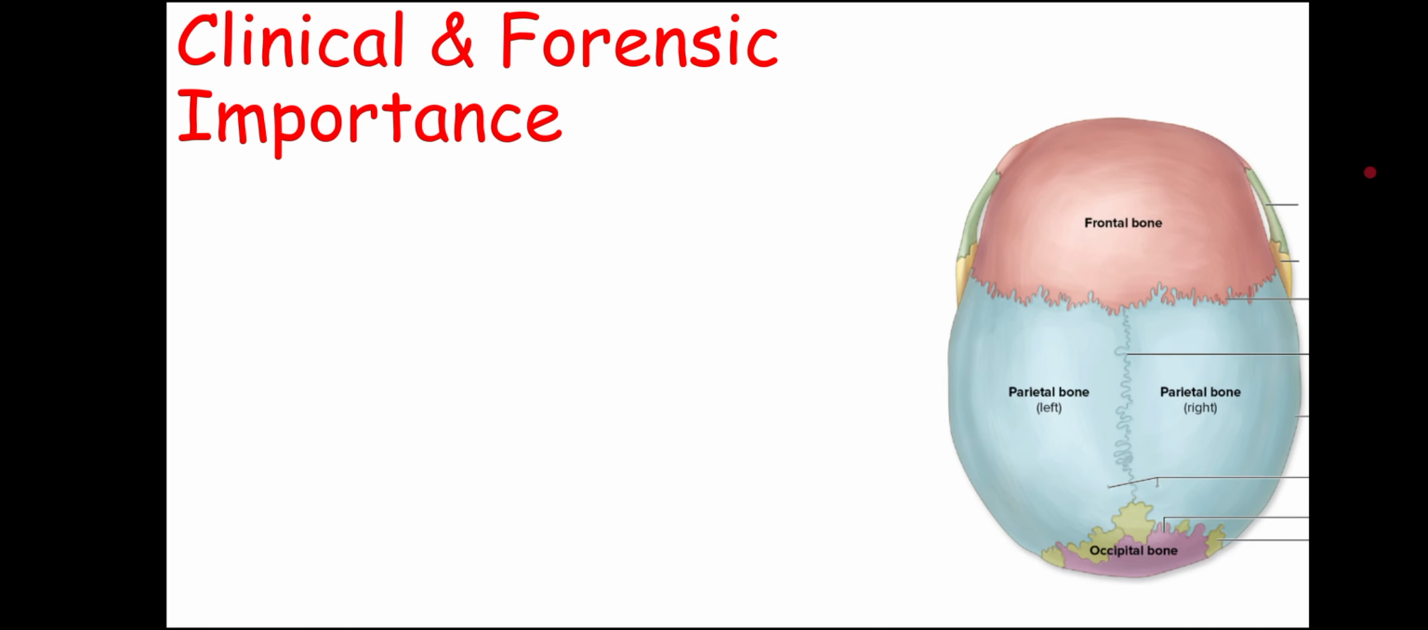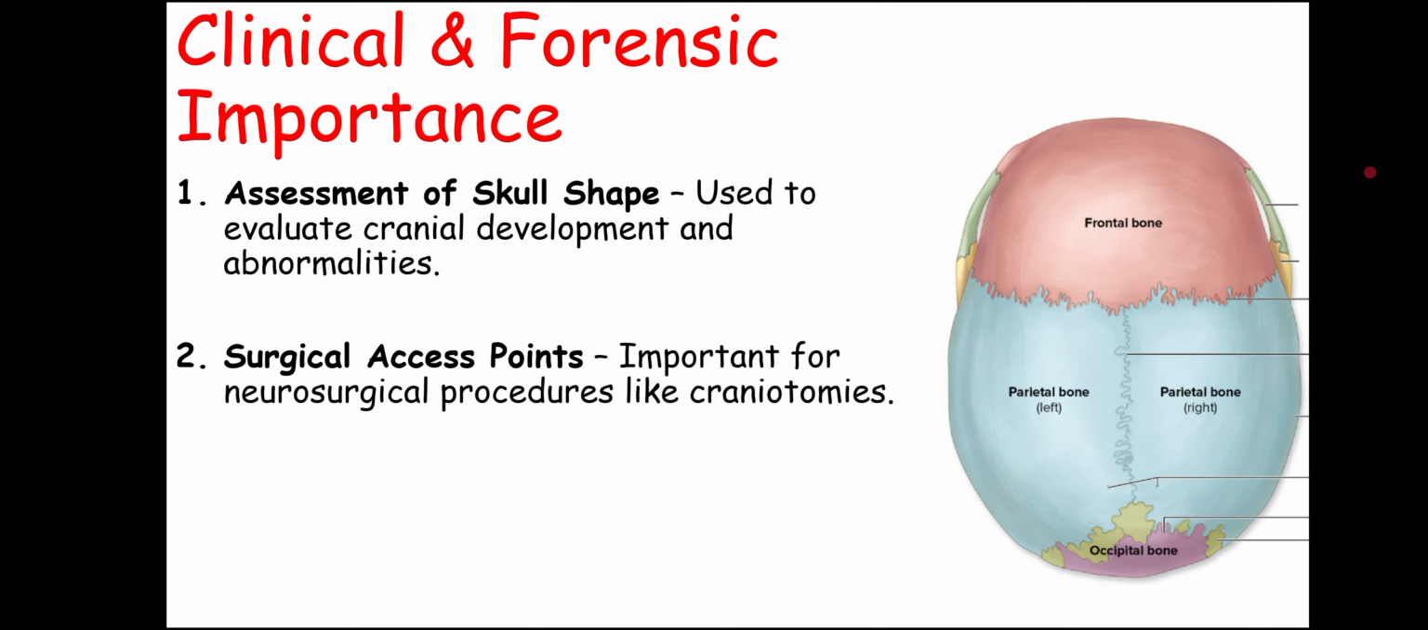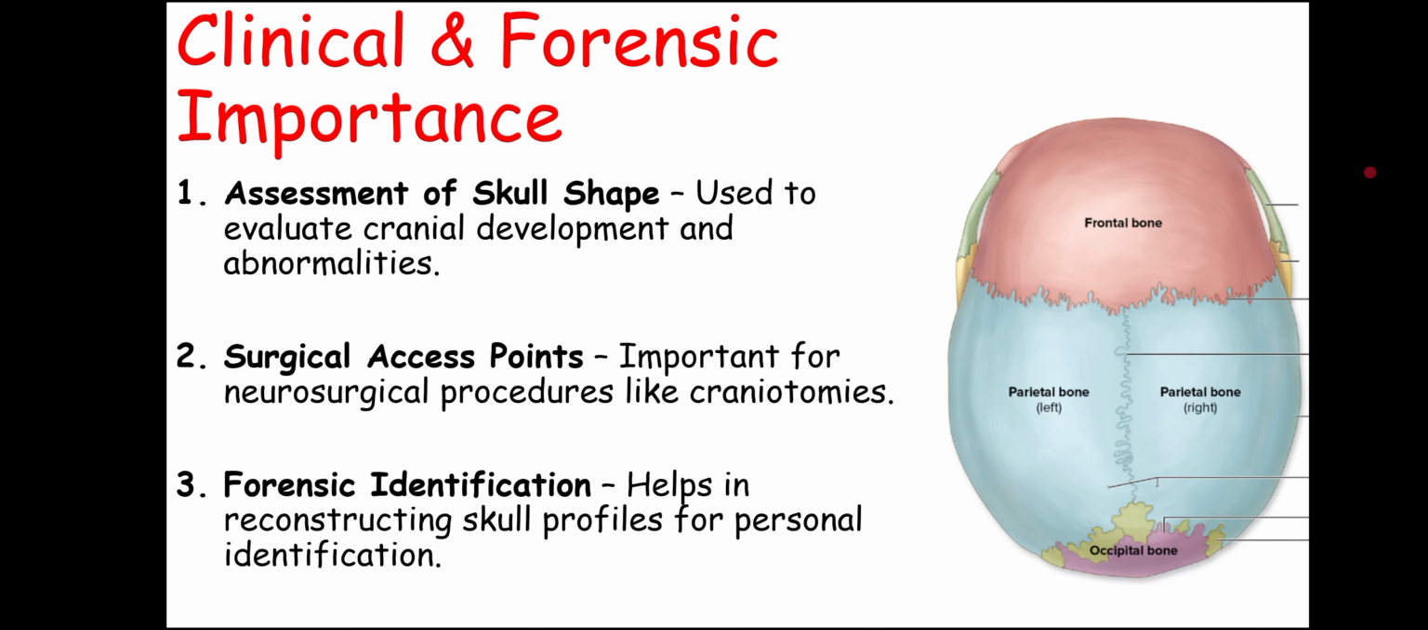Now let's talk about the clinical and forensic importance of Norma Verticalis. They are helpful in assessment of skull shape as they are used to evaluate cranial development and abnormalities. They are helpful in surgical access point making as they are important for neurosurgical procedures like craniotomies. And they are also important in forensic identification as they help in reconstruction of skull profile for personal identification.